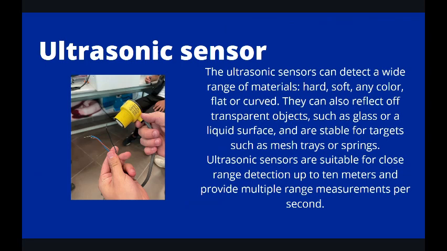An ultrasonic sensor. The ultrasonic sensors can detect a wide range of materials, hard, soft, any color, flat, or curved. They can also reflect off transparent objects such as glass or a liquid surface, and are stable for targets such as mesh trays or springs. Ultrasonic sensors are suitable for close range detection up to 10 meters and provide multiple range measurements per second.